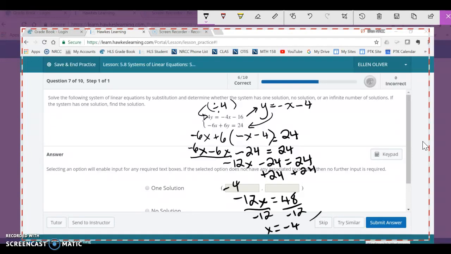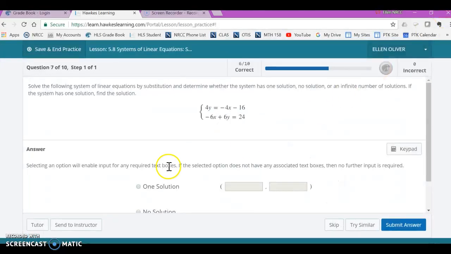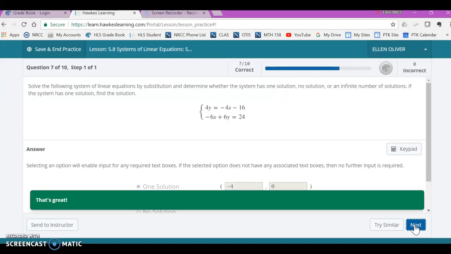All right, then I plug that in up here. So the opposite of negative 4 minus 4 equals positive 4 minus 4, which is 0. So y is 0. So negative 4, 0 is my one solution there. So hopefully this has been helpful and makes sense, and you will do fine on the rest of these problems.